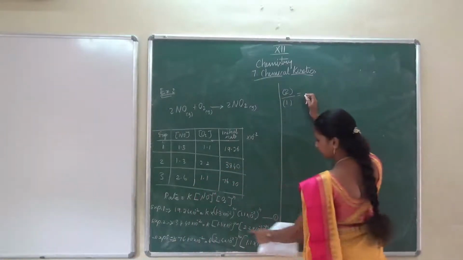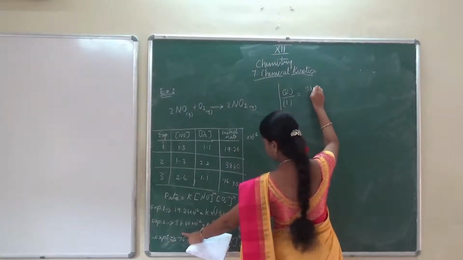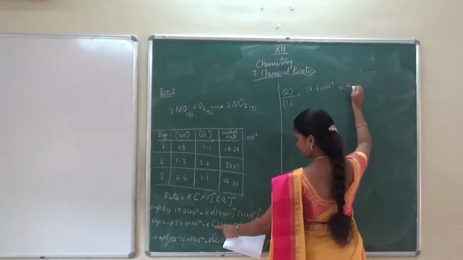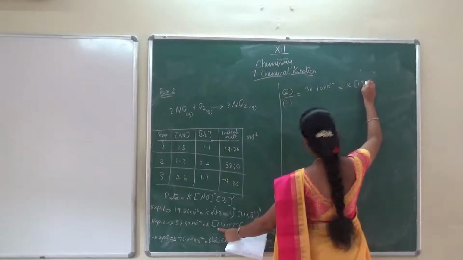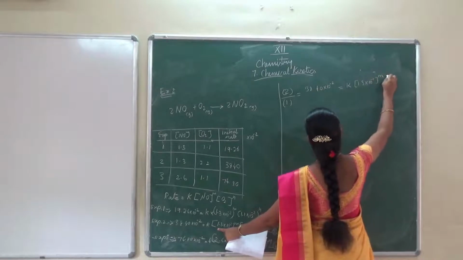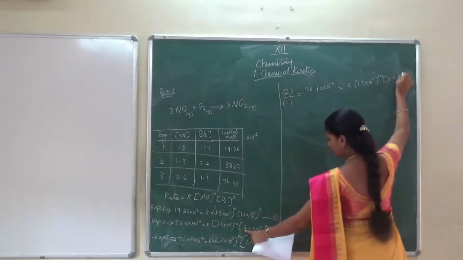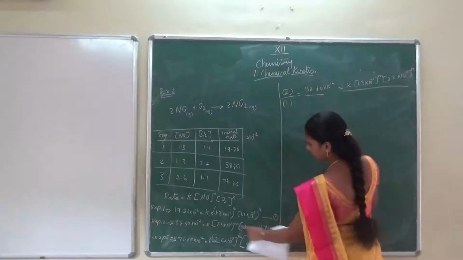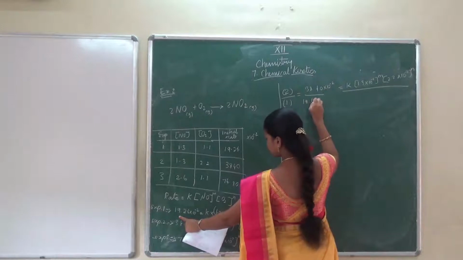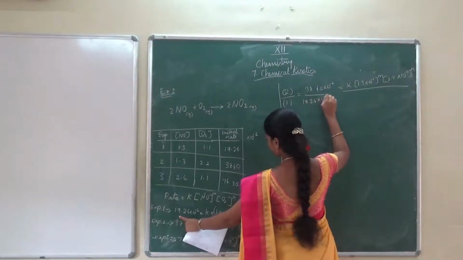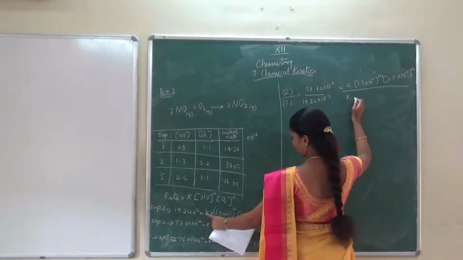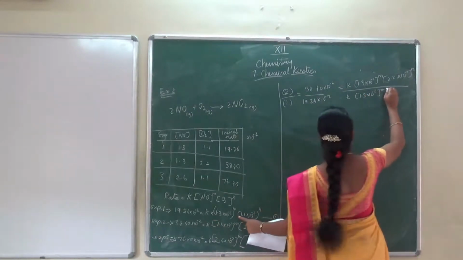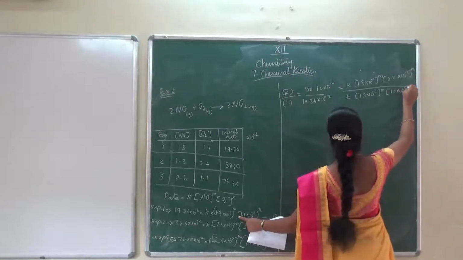Equation 2 values: 38.40 × 10⁻² = K × (1.3 × 10⁻²)^M × (2.2 × 10⁻²)^N, divided by equation 1, whose value is 19.26 × 10⁻² = K × (1.3 × 10⁻²)^M × (1.1 × 10⁻²)^N.